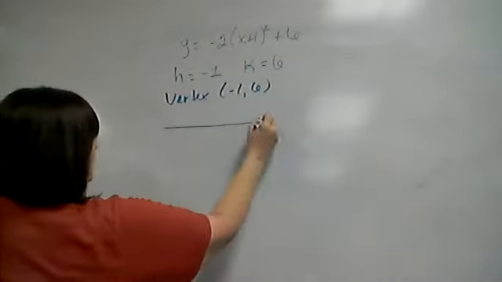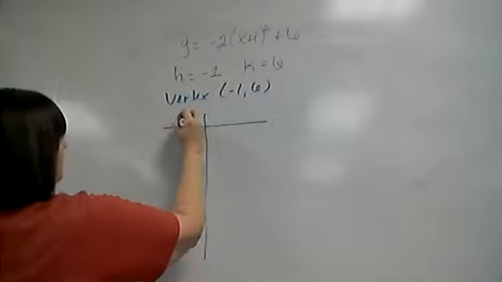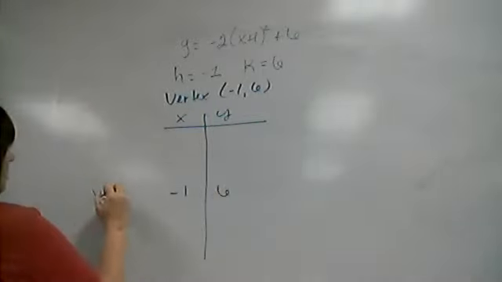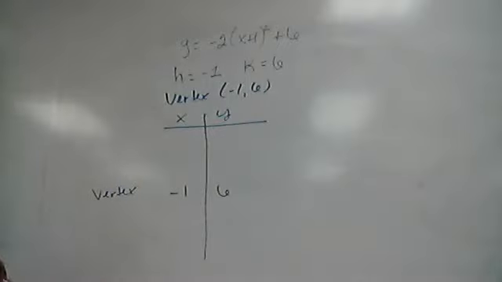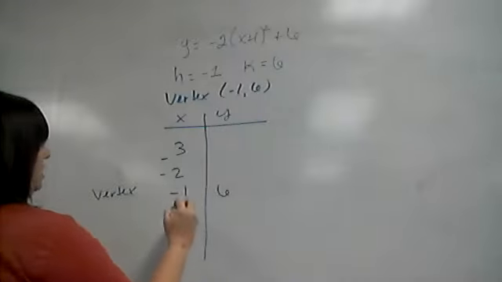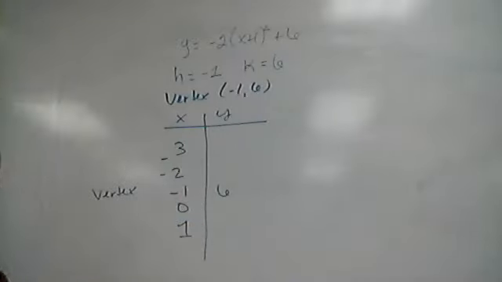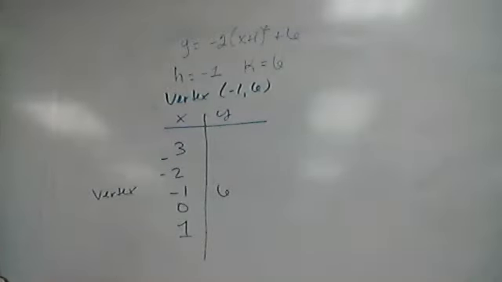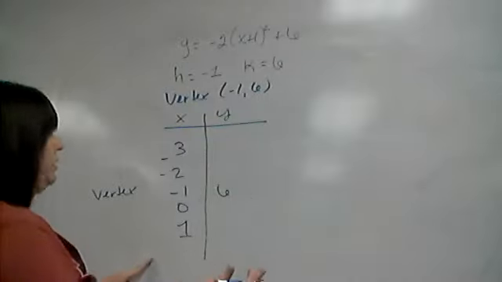And we're going to build a table around it. Remember, the vertex is in the middle. All right, so we're going to pick two numbers smaller and two numbers larger. So I'm going to pick negative 3, negative 2, 0, and 1. And then I'm going to plug each of these into my equation. Again, like I said, you don't need a graphing calculator. You can do this off your phone or off a scientific calculator or even without a calculator.